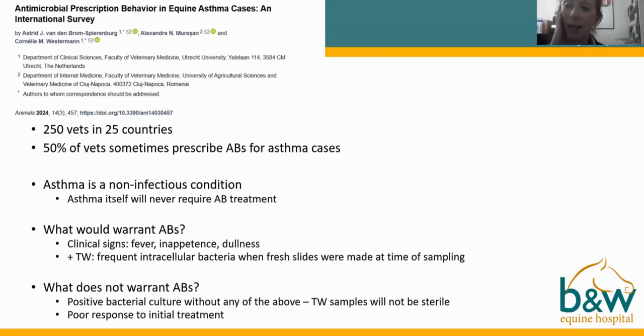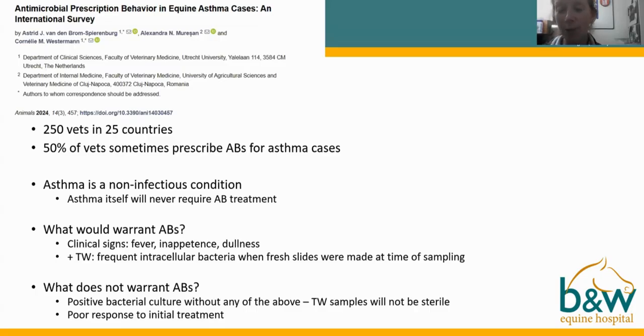So I am religious, I'm afraid, about making fresh smears of your tracheal wash or your BAL at the time of sampling. I think you get way more useful information out of it, and the pathologist can interpret it much more easily. Otherwise, if they have samples that mostly look like a horse that's just got asthma, but then there's quite a few intracellular bacteria, they're left in a quandary where it's pretty hard for them to interpret. So for me, that's a really useful thing to be doing.